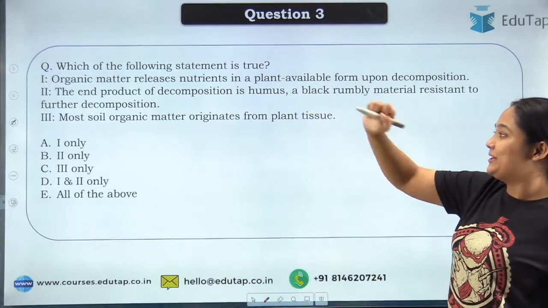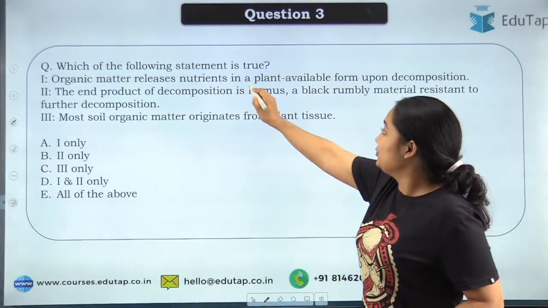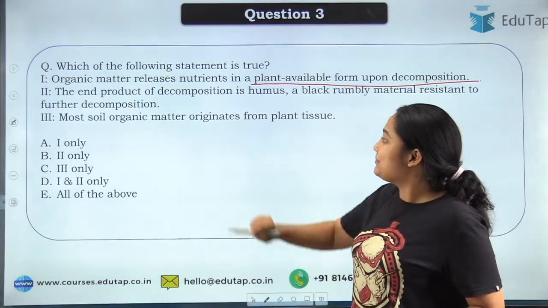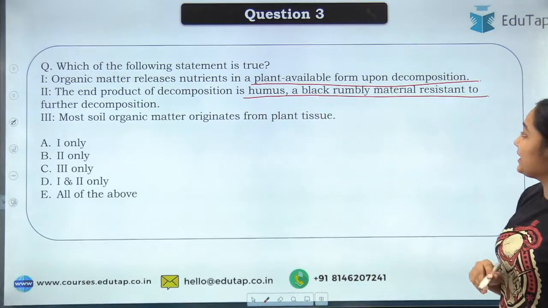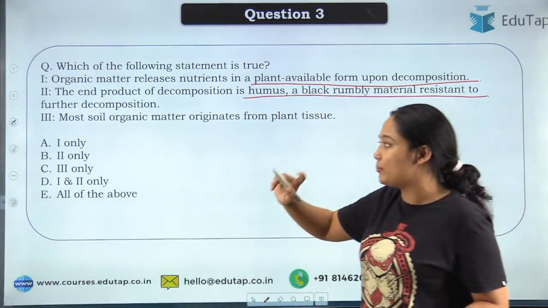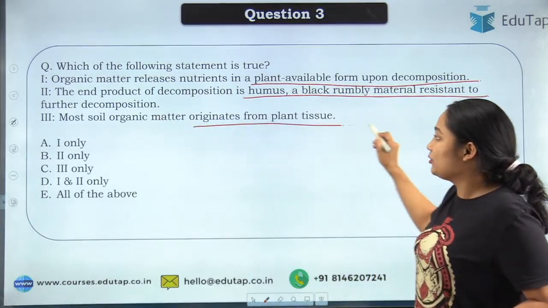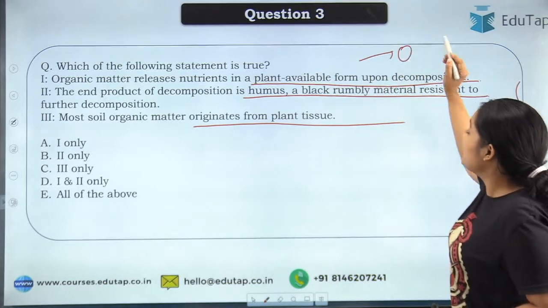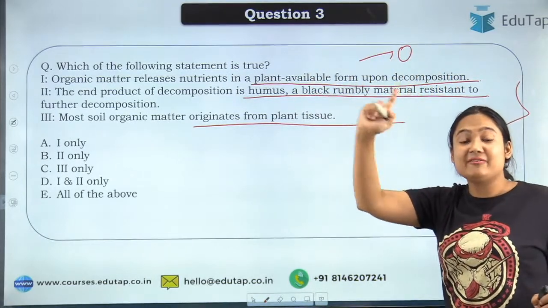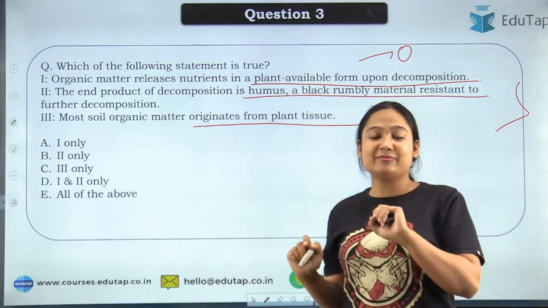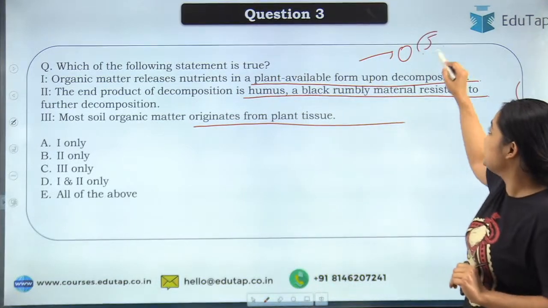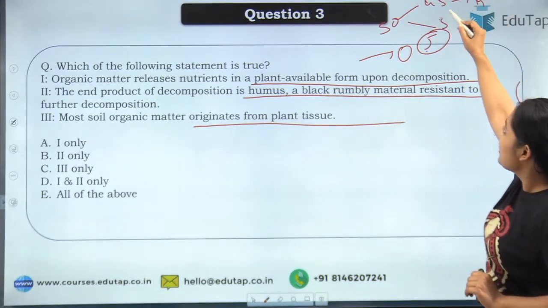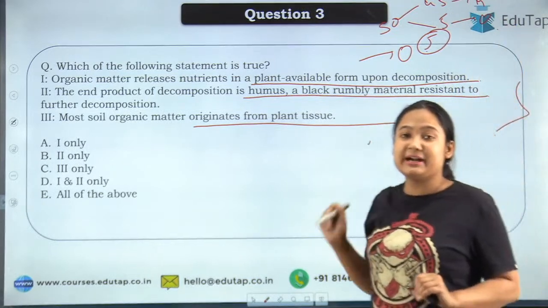Which of the following statements is true? Organic matter releases the nutrients in plant available form upon decomposition. The end product of decomposition is humus, a black crumbly material resistant to further decomposition. Most soil organic matter originates from plant tissue. So three statements are given here. Since we have discussed the mineral part and the definition, here we are discussing the remaining 5%, the organic part. Among the 50% solid, 45% was the mineral part and 5% is the organic part. These statements are regarding that.